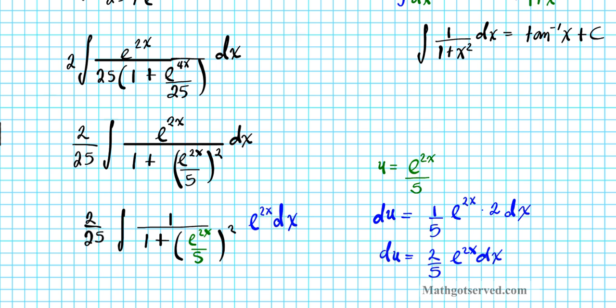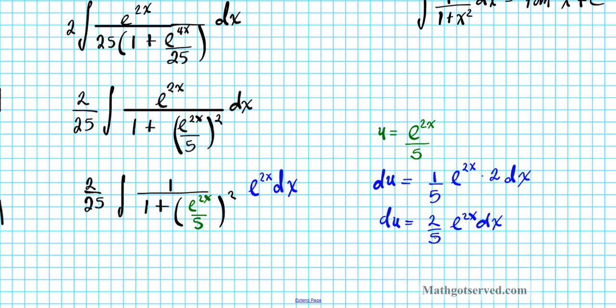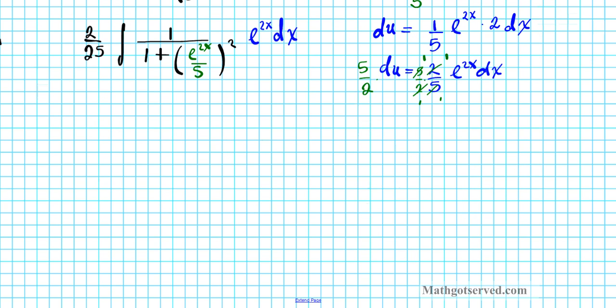So what we are going to have to do is resolve this coefficient, which is 2 over 5. To address that, we'll simply multiply both sides of our equation by the reciprocal of 2 over 5, which is 5 over 2. So multiply both sides by 5 over 2, and that cancels out here. And that gives us the du that we desire, which is going to be 5 over 2 du equals e to the 2x dx.